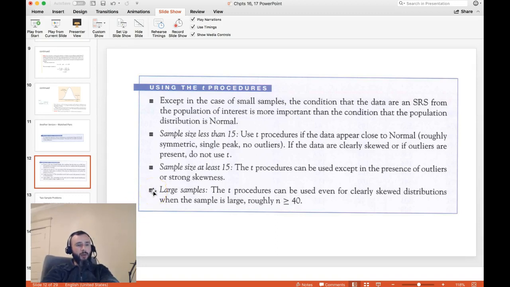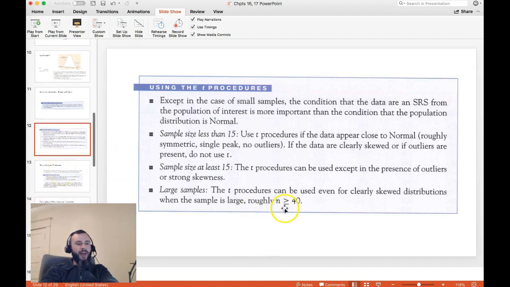And within large samples, the T procedures can even be used for skewed distributions when n is greater than or equal to 40. And that is somewhat variable between textbooks, but for this textbook we'll say it's 40.